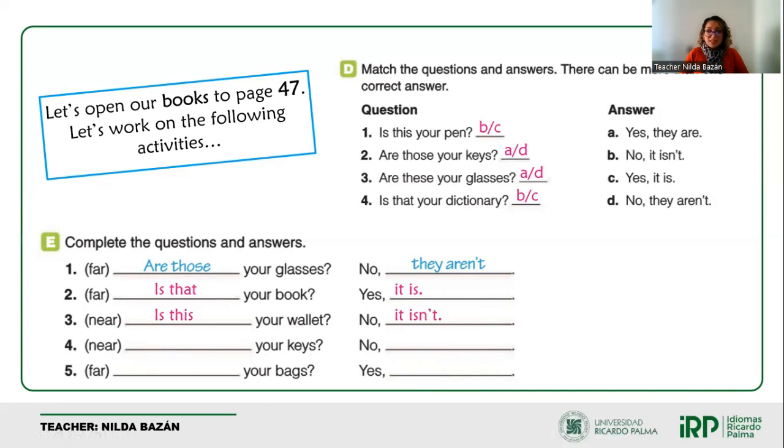In number 4, we have also near, but in this case, we have something plural, your keys. Great. In this case, the question will be, are these your keys? And your answer will be no. No, they aren't. Excellent.